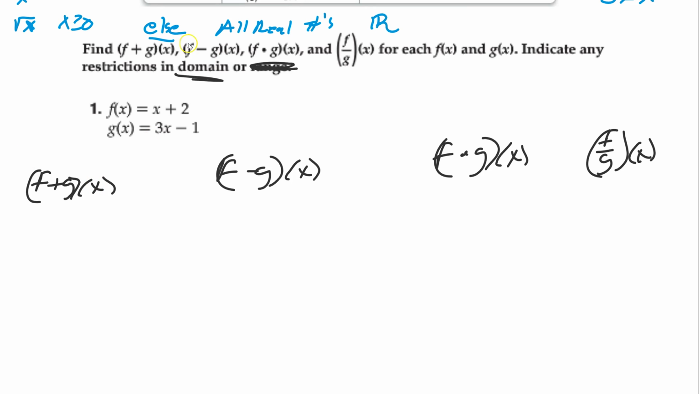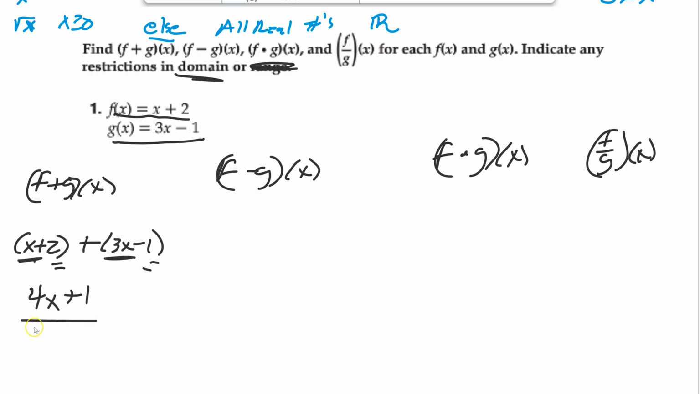So f plus g of x. So f is x plus 2. g is 3x minus 1. So remember, this just means add them up. So we're going to add x plus 2 plus 3x minus 1. All we do is add like terms. The parentheses don't mean anything because there's no numbers outside. So I get 4x, and then 2 minus 1 is 1. That's my answer. That's what f plus g of x equals. Now keep in mind, I see a lot of people do this.